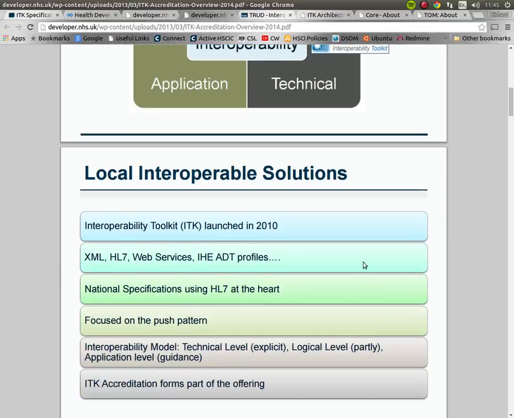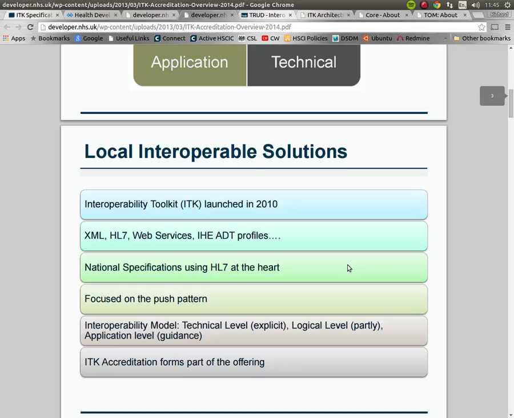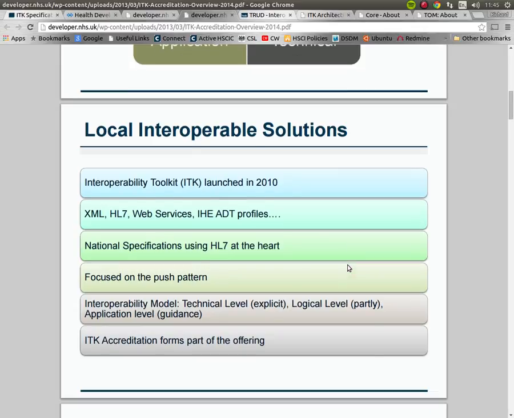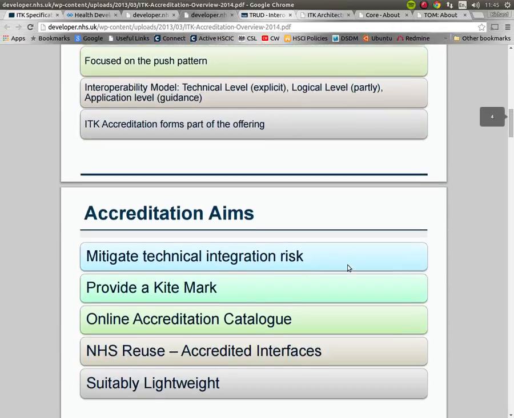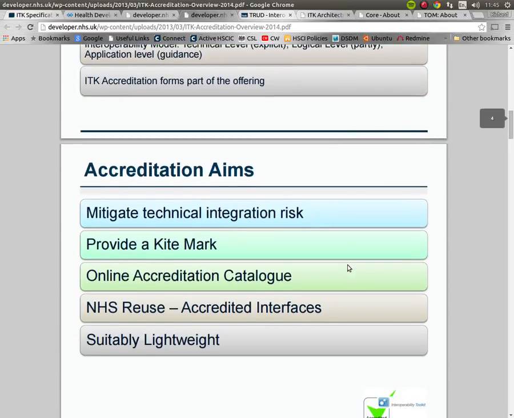So it certainly gives you a very good reference point from that perspective. Again, I mentioned it already, very much focused around local interoperability, although with the push around e-discharge and the move towards TMS as a transport mechanism, really now what we're looking at is providing national reach through ITK. Accreditation's always formed part of ITK. It's always been something that we're conscious can support the adoption of ITK.